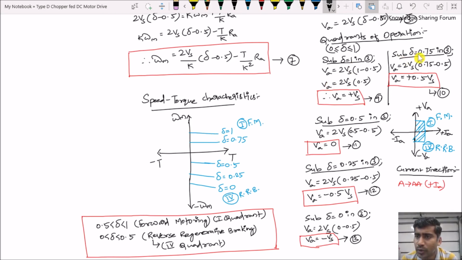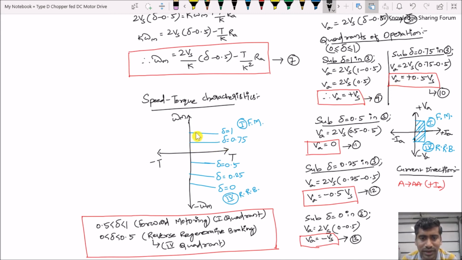So when delta is equal to 0.75, that means when we are reducing the duty ratio from 1 to 0.75, the output voltage is also reduced. See here, the output voltage Va is equal to plus Vs, whereas here Va is equal to 0.5 Vs. That means it is reduced to half. When the voltage reduces, our speed also reduces, because in general the direction and the value of the speed depend on the armature voltage of the motor. Since here the armature voltage is reduced, the speed also reduces.